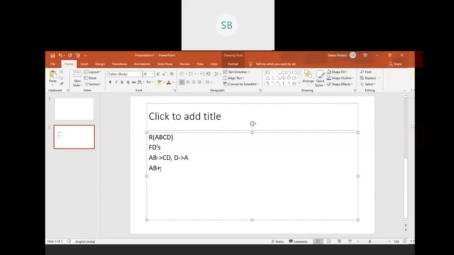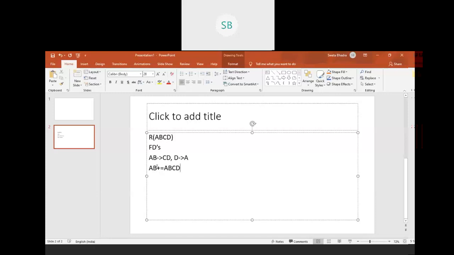So AB closure: from AB we can obviously go to AB only. Then from AB we can go to CD. From C there is no functional dependency, so we again have D. From D we can go to A, which is already present. ABCD is already present, so AB determines all the attributes. So this AB will obviously be one of the candidate keys.